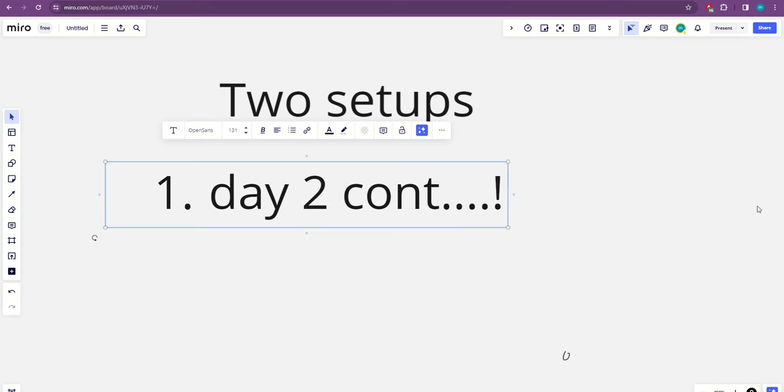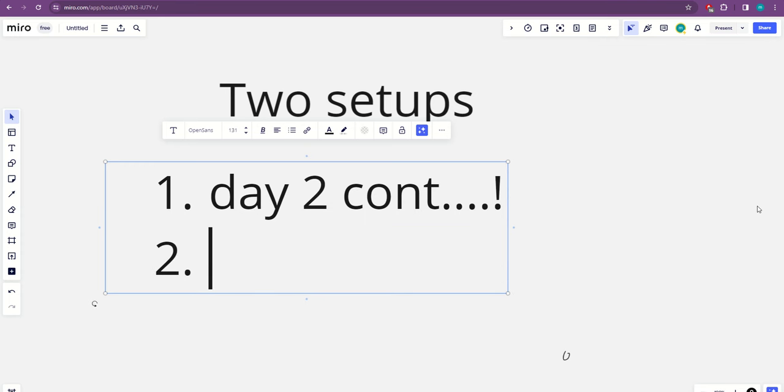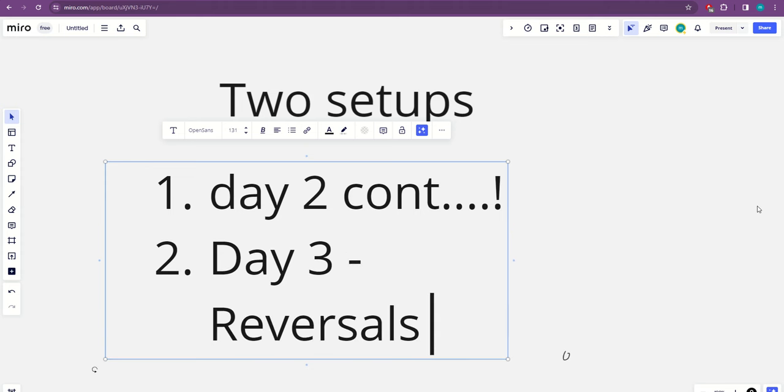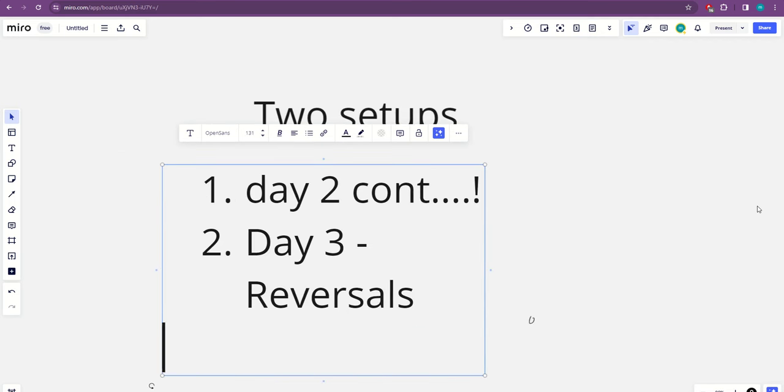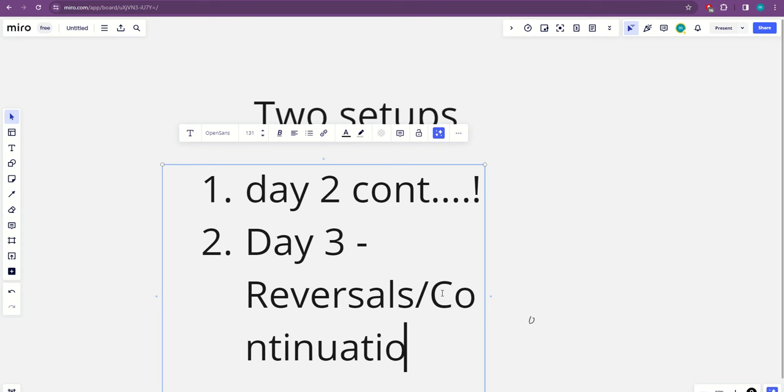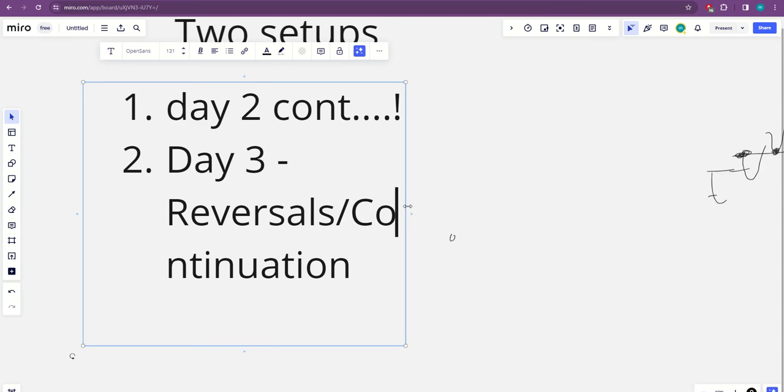I'm gonna show you three scenarios in this case. And we also have day threes. Most day threes are actually gonna be reversals. However, there are times when the day three will actually be a continuation. You must understand this, and I'm gonna try to simplify as much as I can on these two subjects.